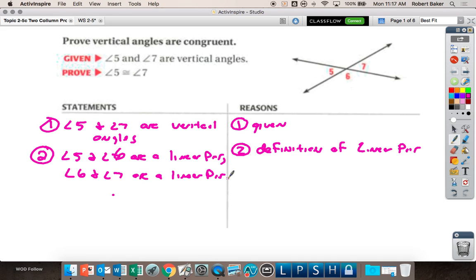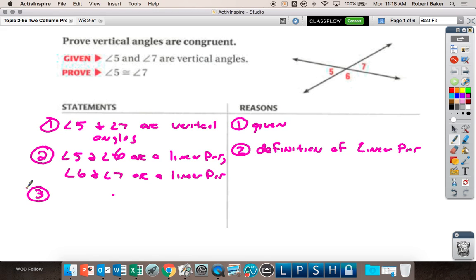If 6 and 7 and 6 and 5 are making that linear pair, then 5 and 7 are the same. The definition of a linear pair says something very specific: two angles that add up to 180 degrees. You have to state that they're a linear pair. Why would you say they're a linear pair? Because it gives you the ability to state something else.